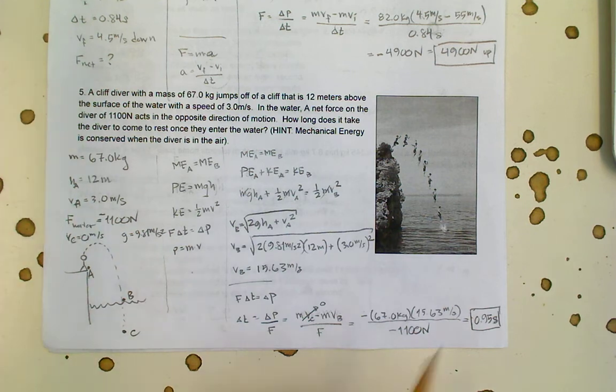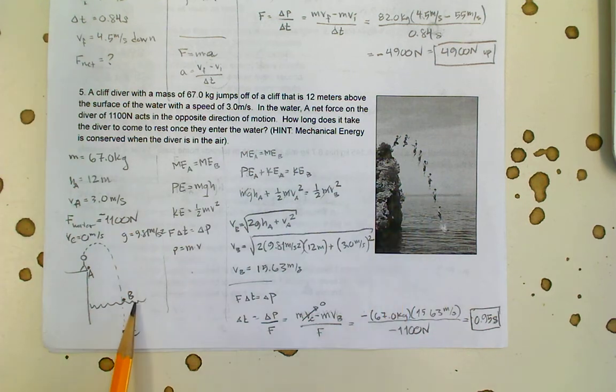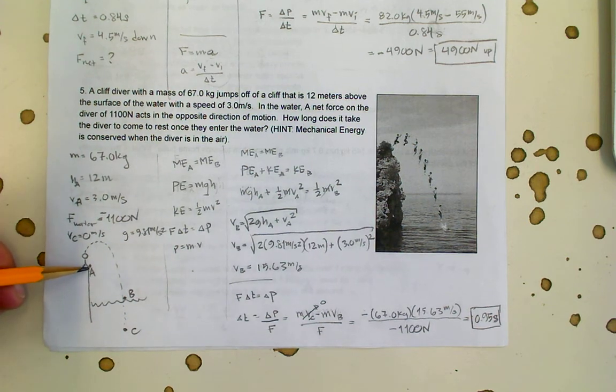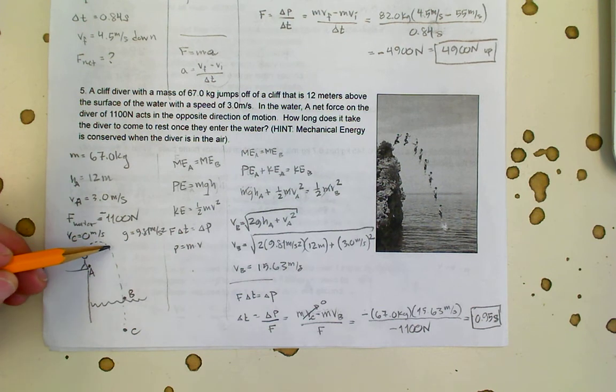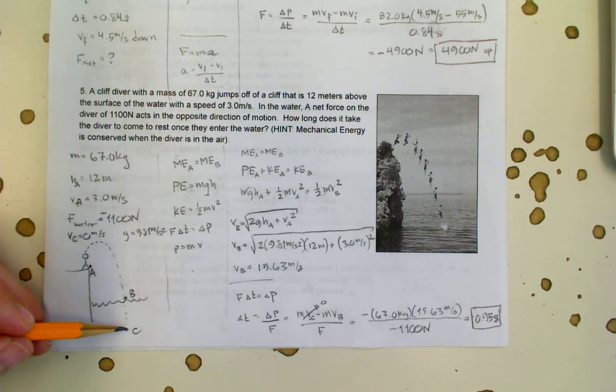We got a cliff diver over here. We have an image. I drew a little diagram here myself. And what's happening is they're leaving the cliff here at point A. They're jumping up, and they achieve some maximum height, and then they fall. And right here, they go into the water. And then once they're in the water, then they slow down. So there's really like three interesting points.